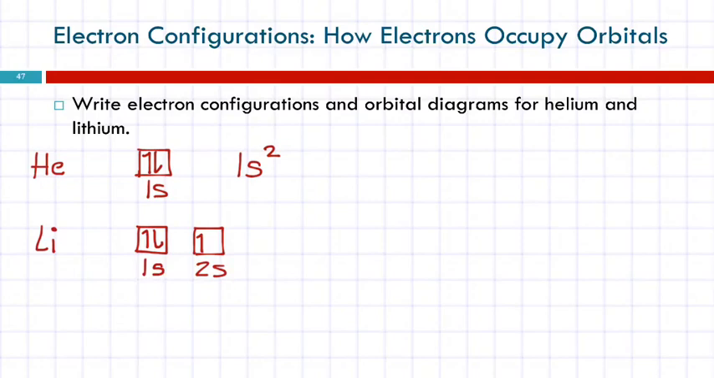So then the electron configuration, we're going to say, well, in the 1s subshell, we have 2 electrons. And in the 2s, I have 1 electron. So 1s, 2, 2s, 1. It sounds like some weird code or something. Any questions?